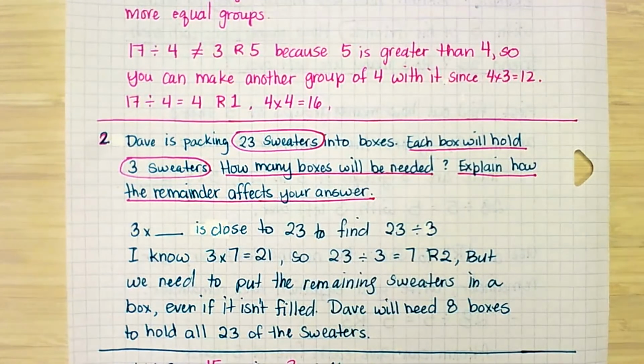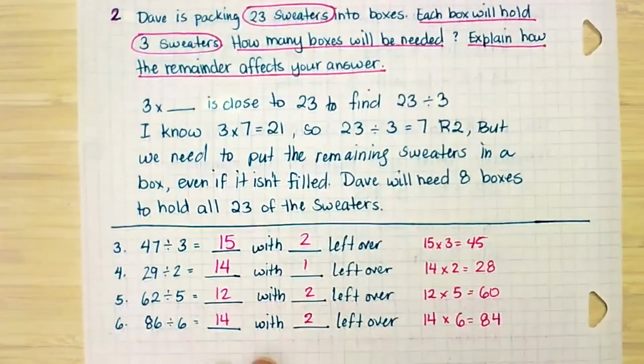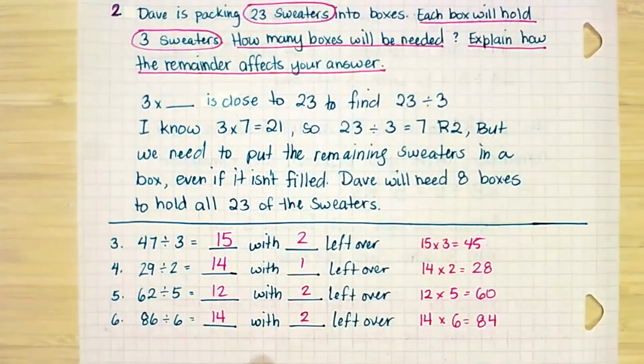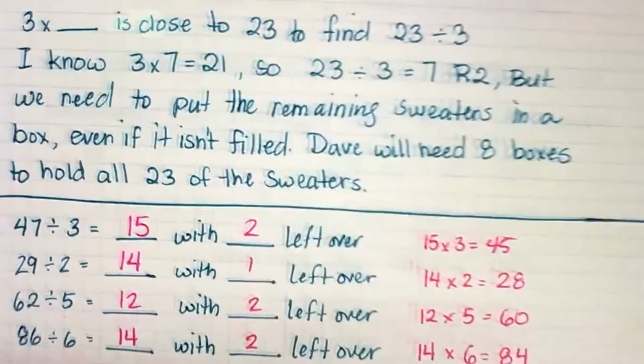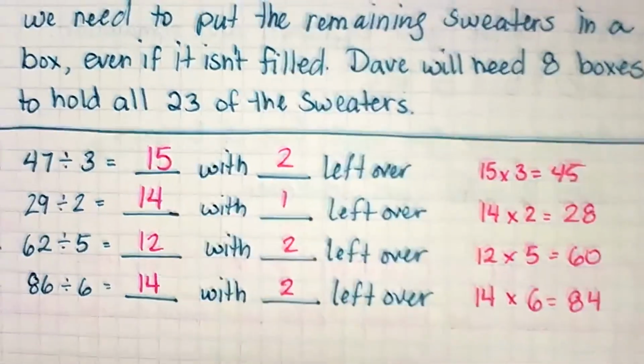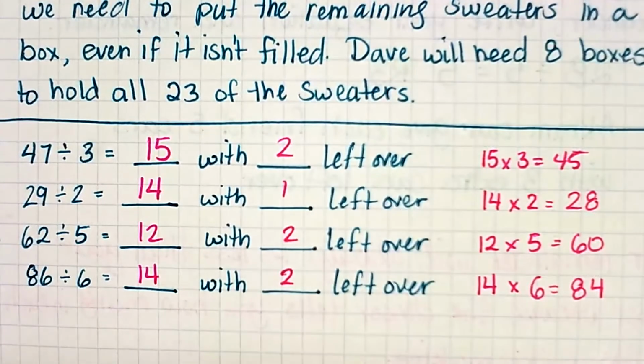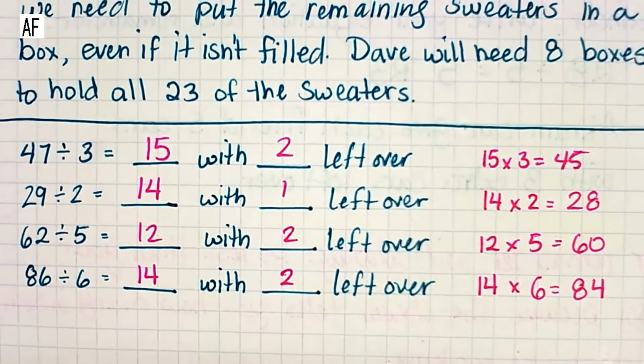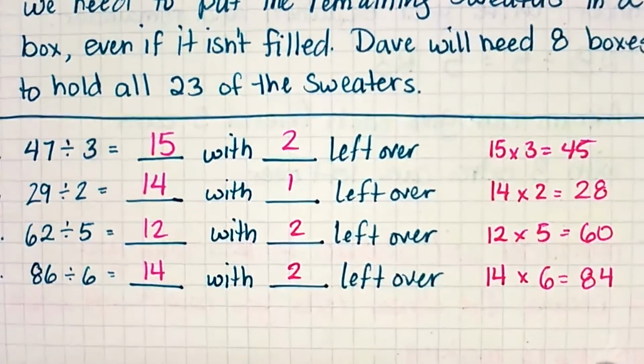Now for the bottom part, for numbers 3 to 6, you're going to be working on solving and finding the remainder. Now, what I did on the side in pink for you here is I wrote down the related multiplication fact that got me as close as possible to that number without passing it.